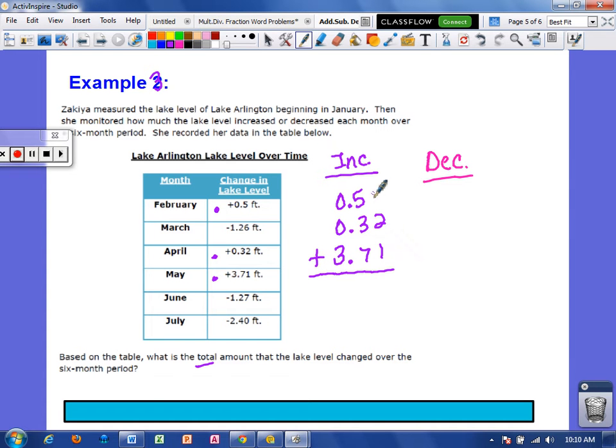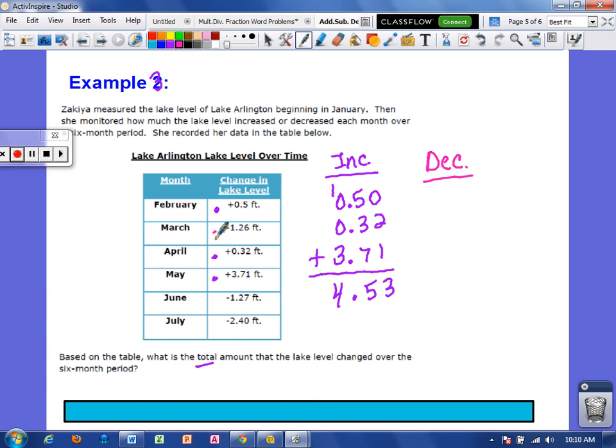So I'm going to take a 0 and put it in this empty space. So I have 0 plus 2 plus 1, that's 3. 5 plus 3 is 8 plus 7 is 15. Keep my decimal. And then 1 plus 0 plus 0 plus 3 is 4. So it increased 4.53 feet. Now let's see how much it decreased.